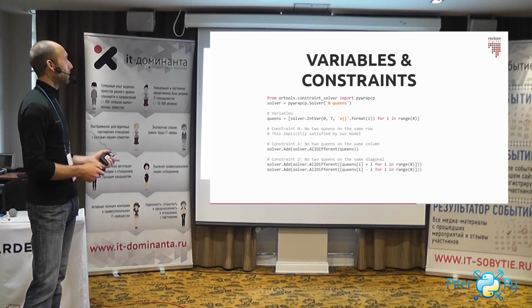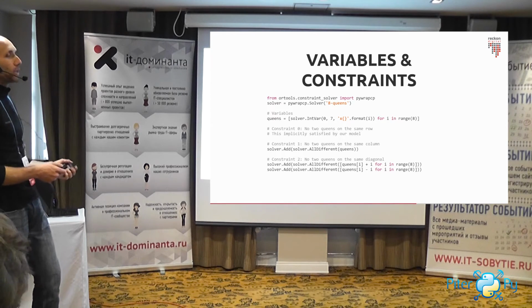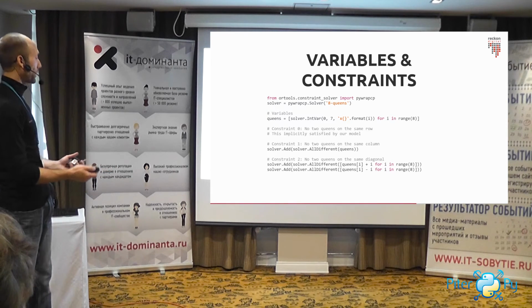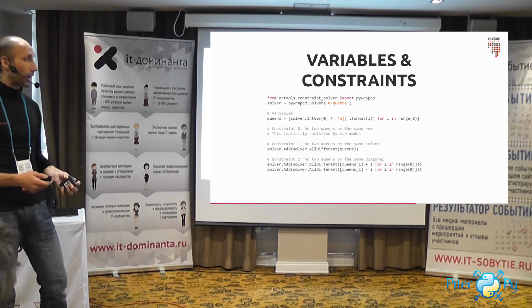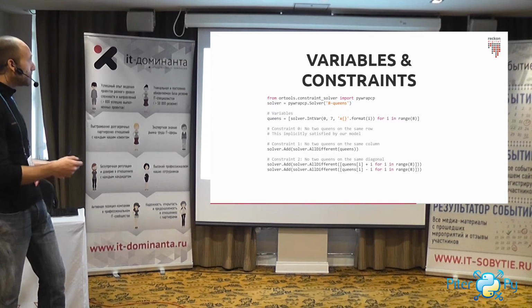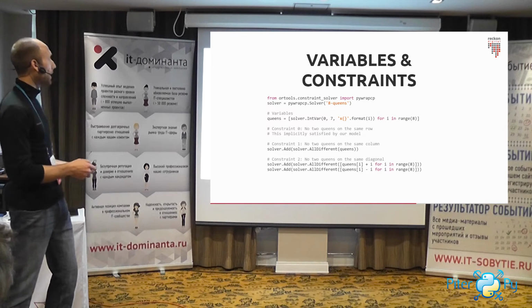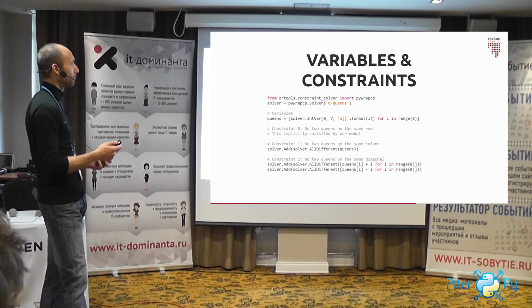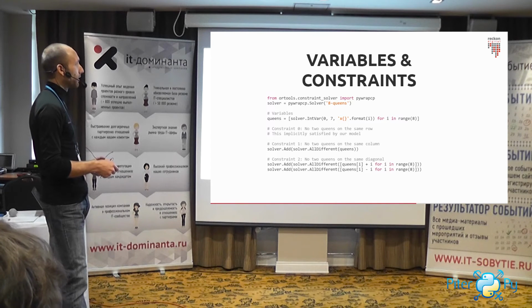I put here a few lines of Python. We are making use of the OR-Tools library. In the first part, we are defining the variables and the domains at the same time. We are creating a list of variables called queens, and we are saying that those variables are integer numbers. The domain is the integer numbers between 0 and 7.